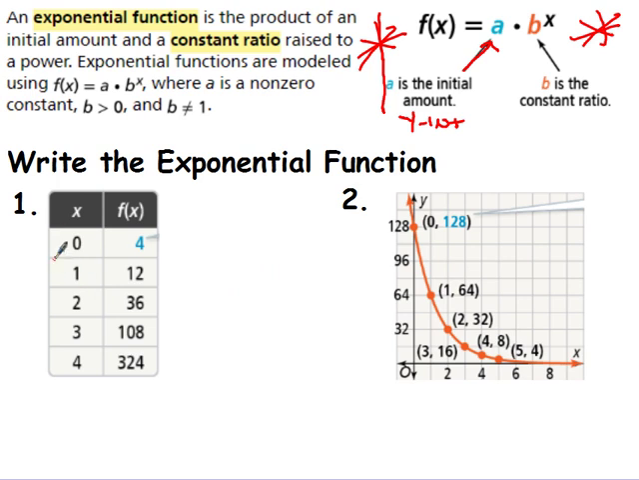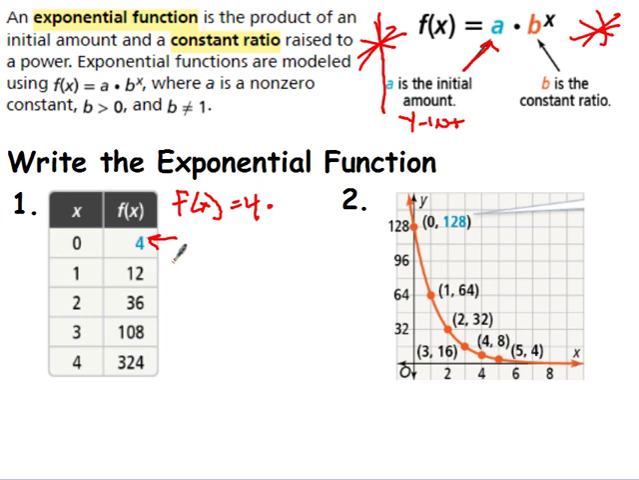So from a table, the first thing I want to notice is what's my initial value? What's my y-intercept? Well, when x is 0, my y is 4. So therefore, my initial value, I know right away, f of x is equal to 4 times something. Now I want to figure out what my constant ratio is. So how much are we increasing by?